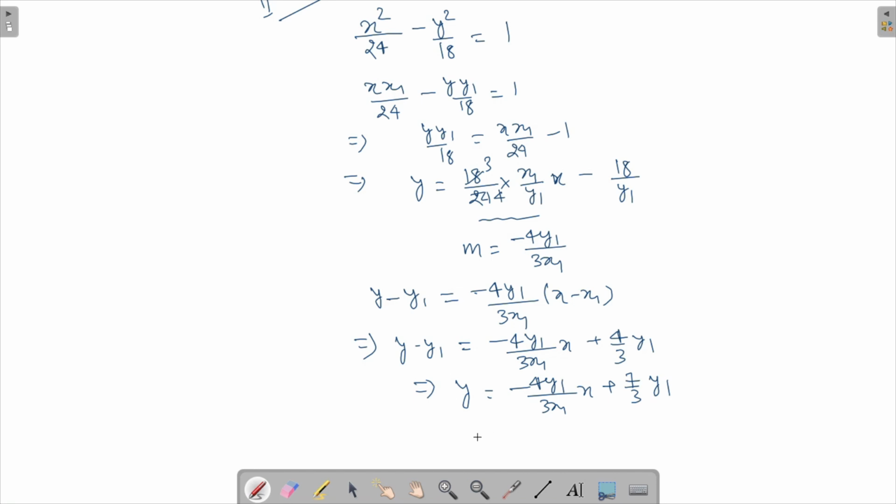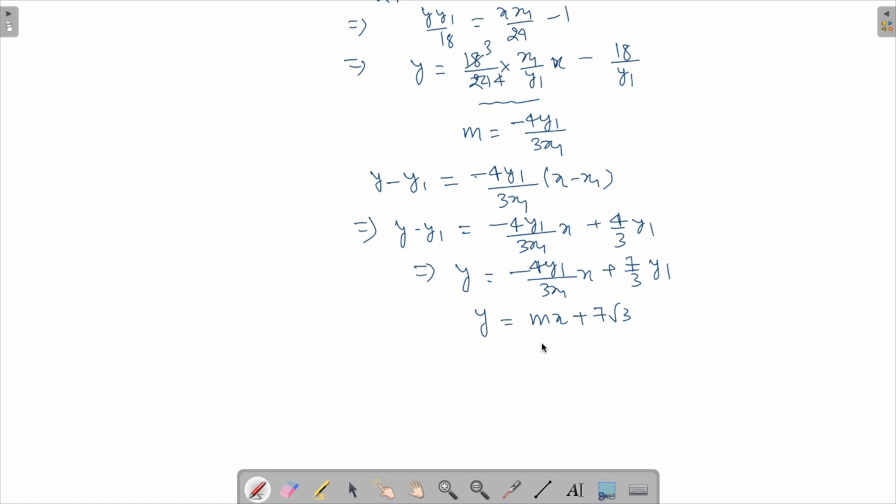This y1 will go on this side, so this will become 7 by 3 y1. Now I'll compare this equation with whatever is given to me, which is y equals mx plus 7 root 3. Now we know this is what we have called m, so this is what is my 7 root 3. So 7 by 3 y1 is going to be equal to 7 root 3, or y1 is going to be equal to 3 root 3.